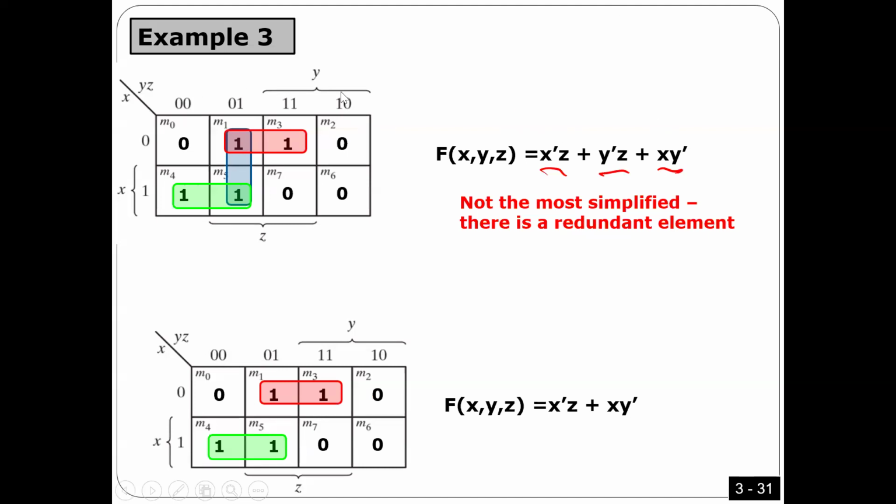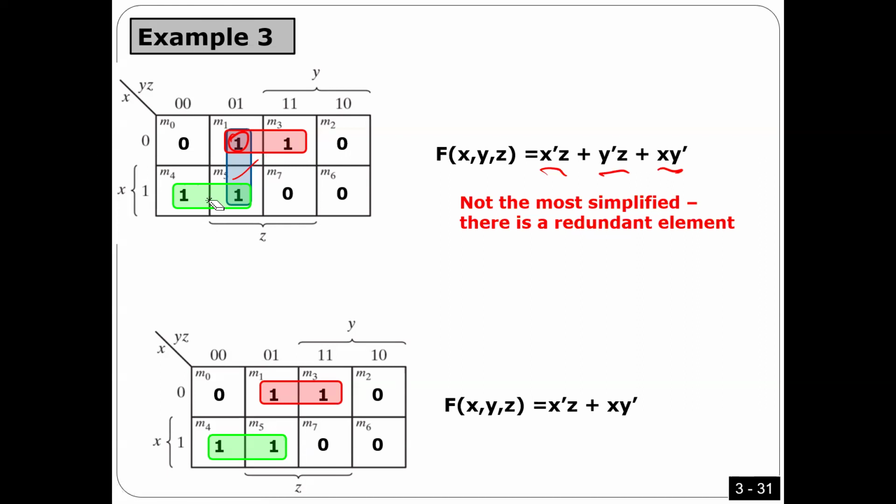What's wrong here? Again, this function is correct. I can't say wrong. This function is correct, but this is not the most simplified. You know why? Yeah, because this one is already covered in this group. I created a redundant group. So I need to delete this group. I want to cover all the ones in the smallest number of groups possible. So when I created a group here, this group is redundant because these two ones are already covered in groups. You are going to cover them again.